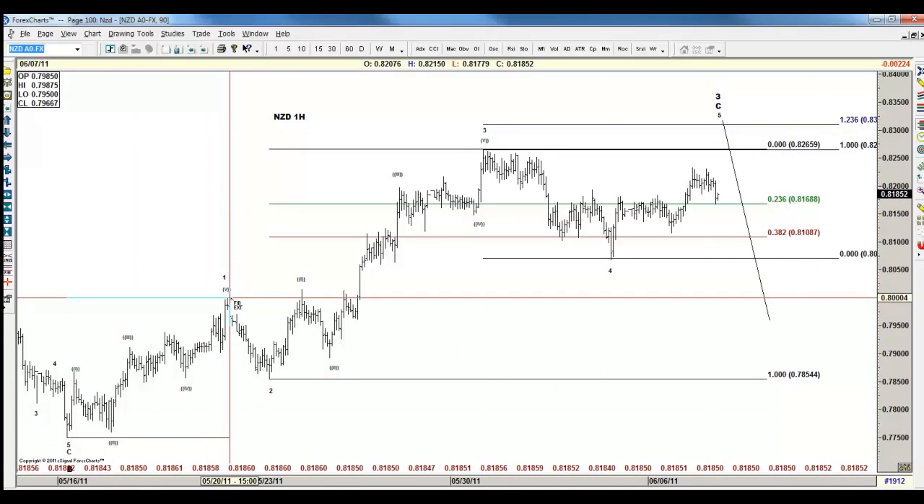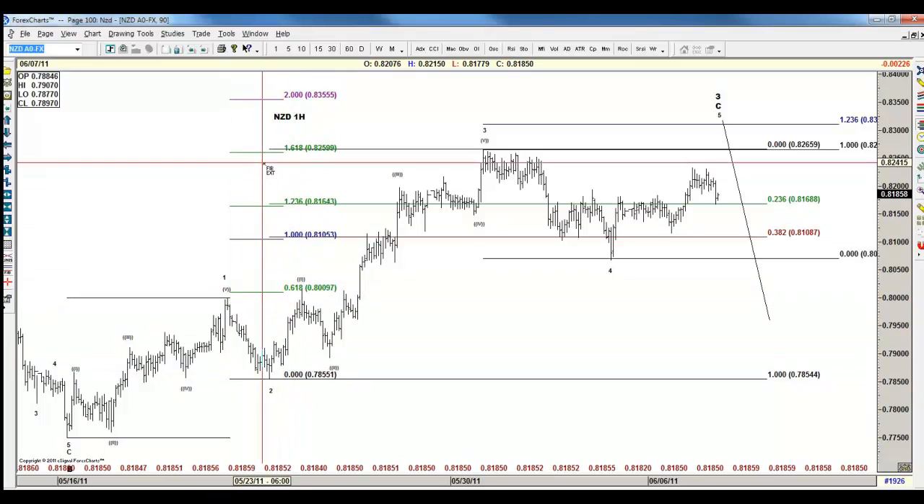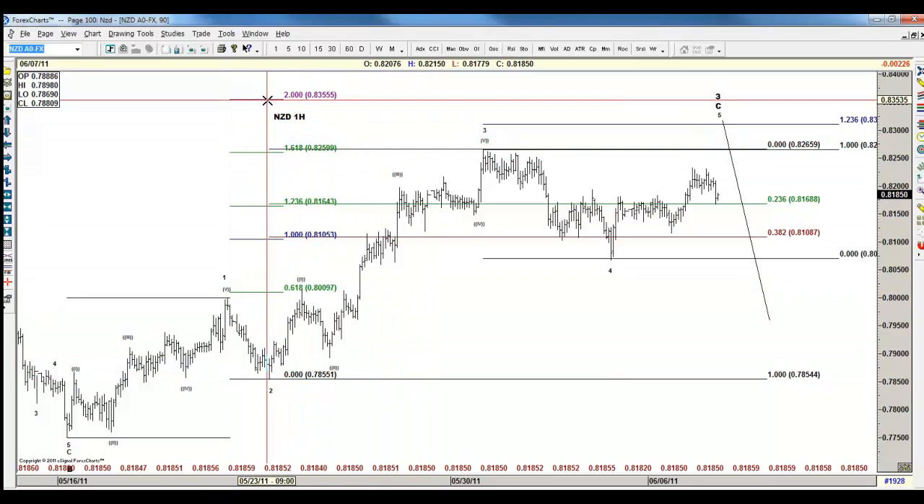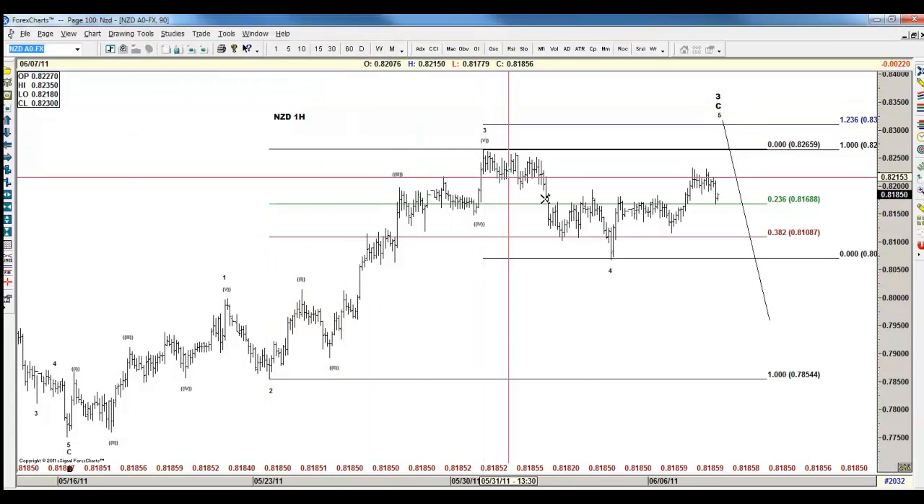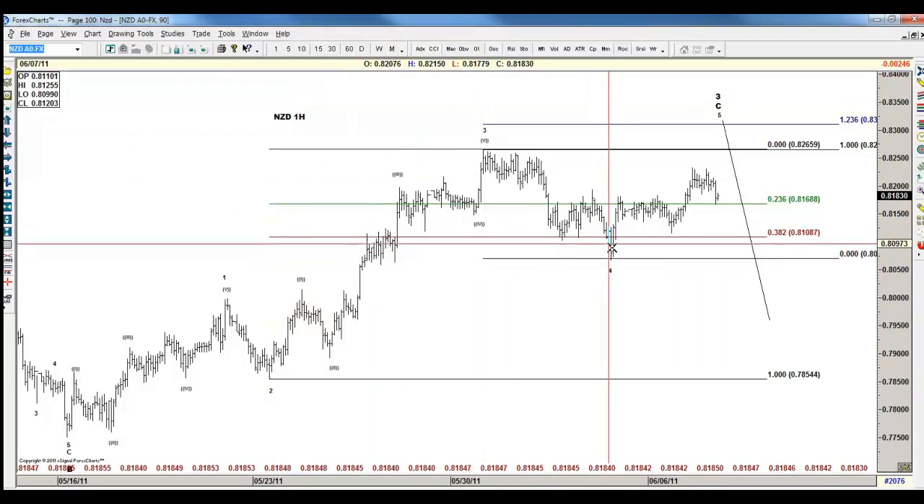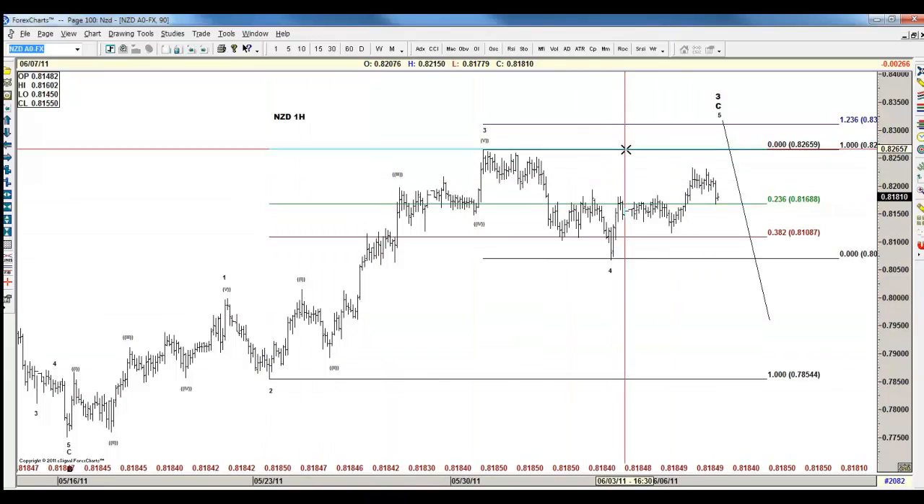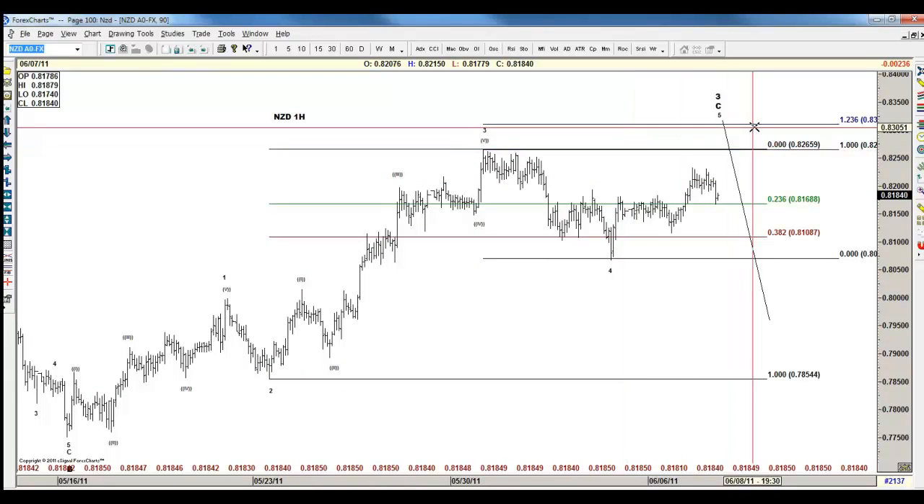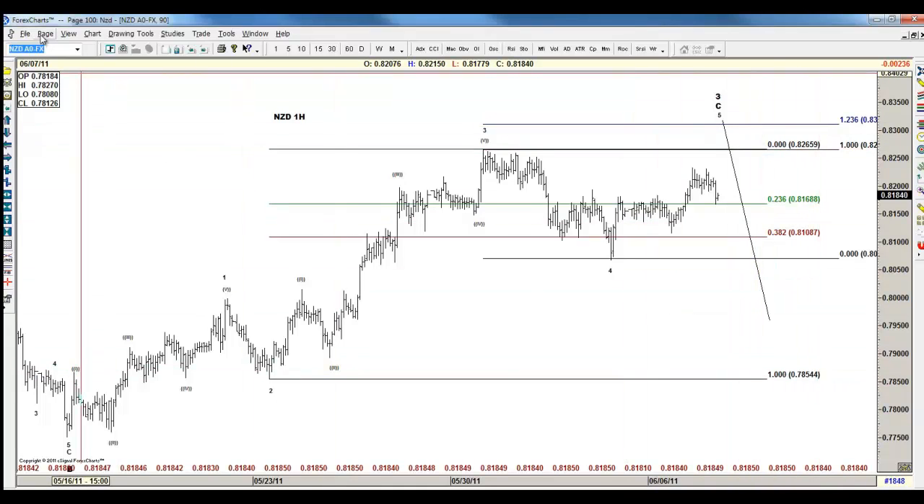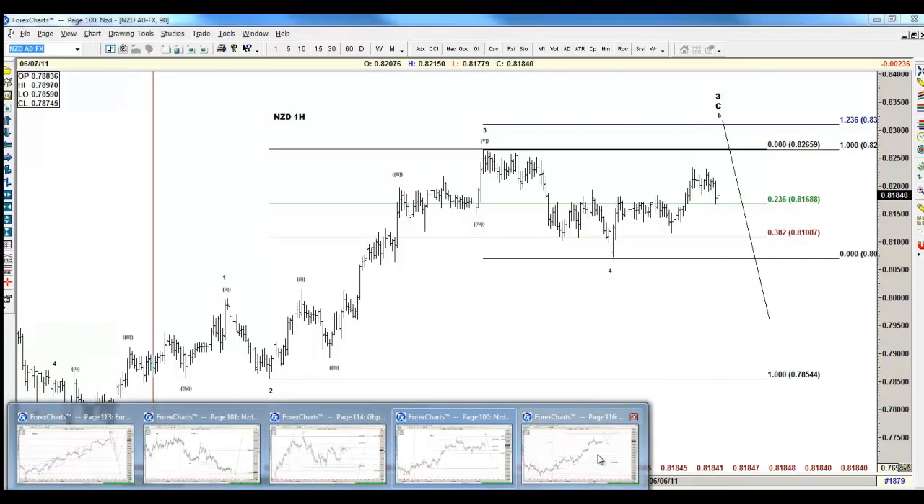When this high is 1.618, or this 1, 2 right here, you see by the peak, and then this low right here is the 38.2 of this proposal tree. So we're expecting a move in the New Zealand around about 82.65 before the drop. Now what else?